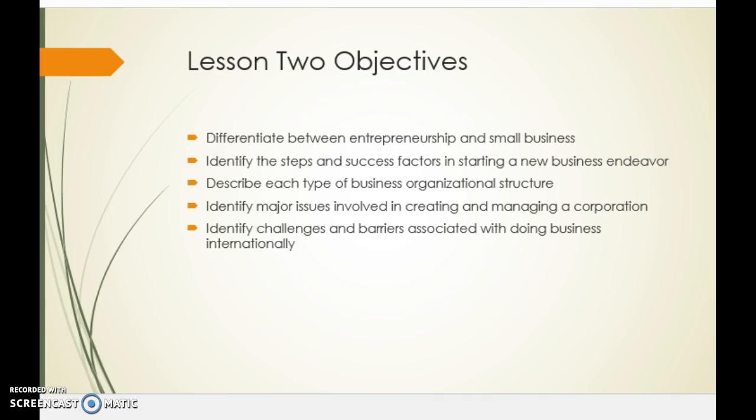After completing this lesson, you should be able to differentiate entrepreneurship and small business, identify the steps and success factors in starting a new business endeavor, describe each type of business organizational structure, identify major issues involved in creating and managing a corporation, and identify challenges and barriers associated with doing business internationally.